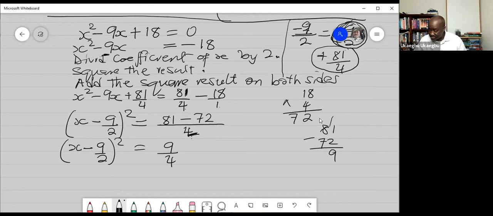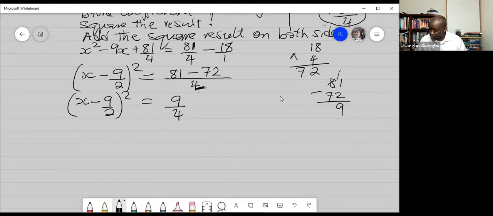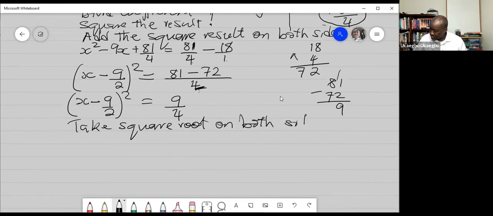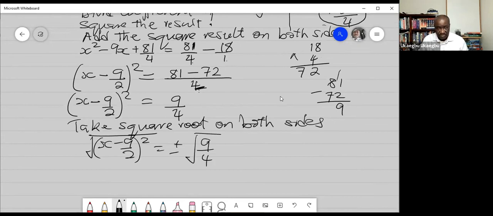So now at this point, you have to square root both sides. Take square root on both sides. That means the square root of x minus 9/2 whole squared equals plus or minus the square root of 9/4. All right, so square root of 9 is 3, square root of 4 is 2.